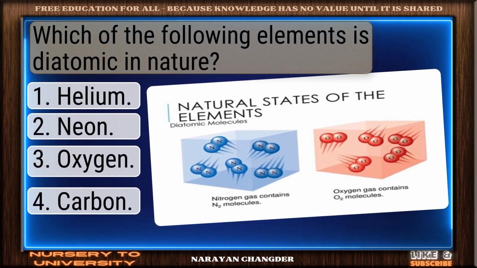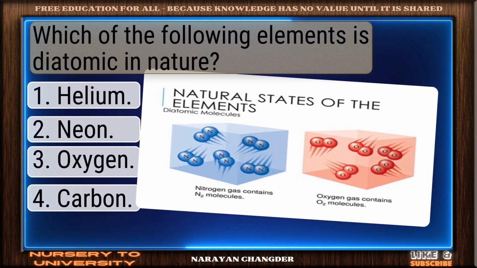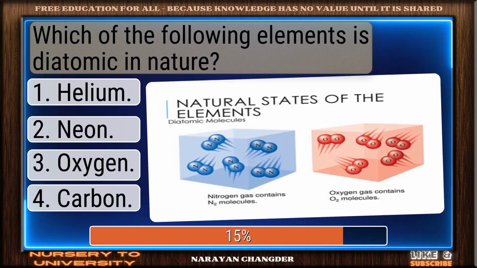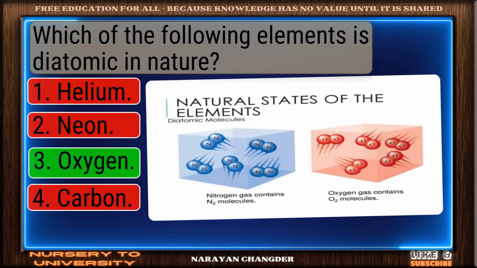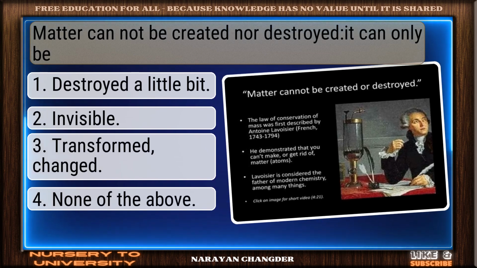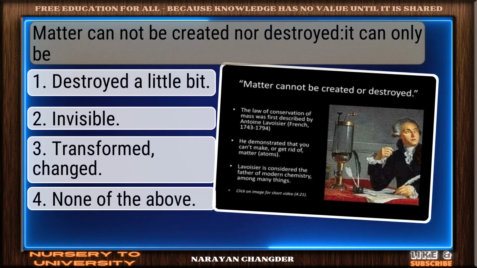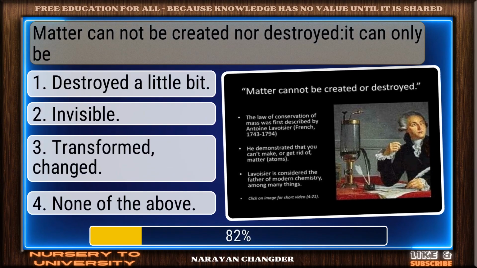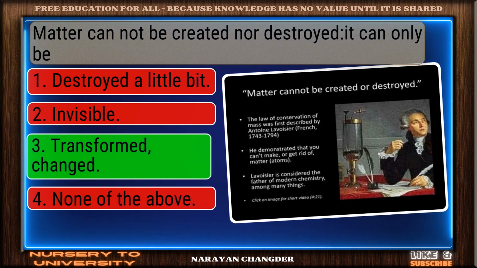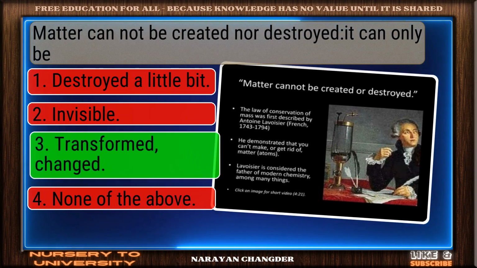Question number 116. Which of the following elements is diatomic in nature? Well done. Oxygen is the right choice. Question number 117. Matter cannot be created nor destroyed. It can only be. Right again. Transformed, changed is a valid answer.